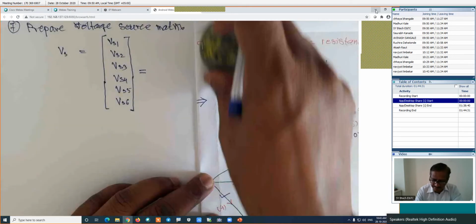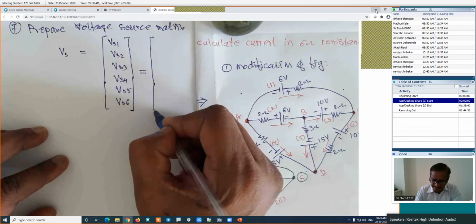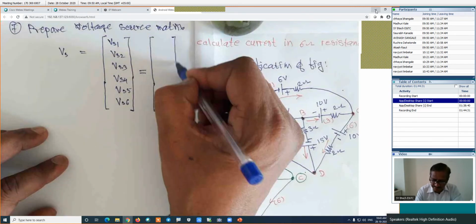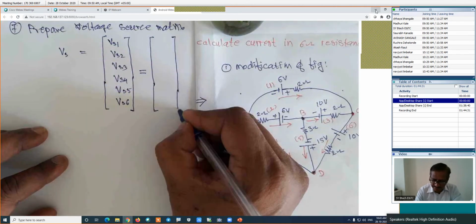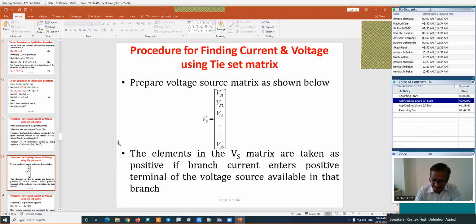Now look at this case. If I am preparing this matrix, how will its sign be decided? What factor decides whether it is a plus entry or a minus entry? I will come back to the PPT and discuss the rule. The elements in the Vs or voltage source matrix are taken as positive if the branch current enters the positive terminal of the voltage source. Means if the branch current enters the positive terminal of the source, then take it as positive.